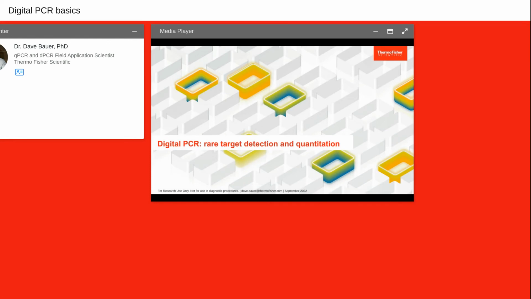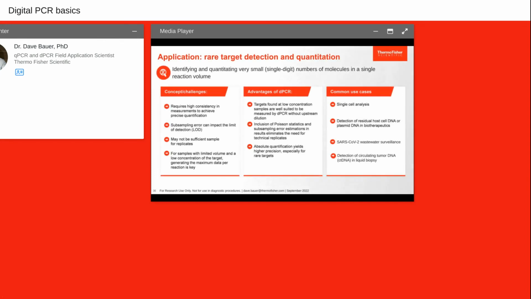All right, so let's turn now to rare target detection. So digital PCR's strength is the ability to quantify at low concentrations. So real time might be able to still give you a more qualitative assessment, but with digital, we not only get the qualitative, but we're getting that quantitative information at very low concentrations. Digital PCR also has the precision to give you reliable and monitor reliable changes in concentration at those low concentrations.